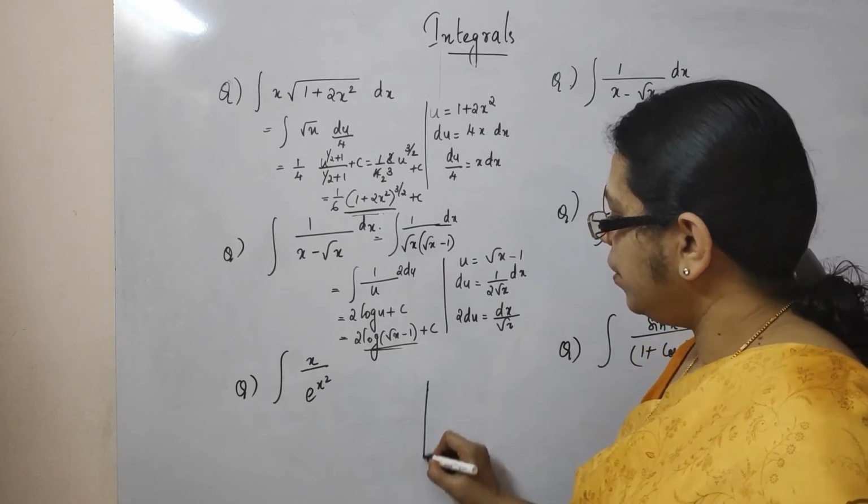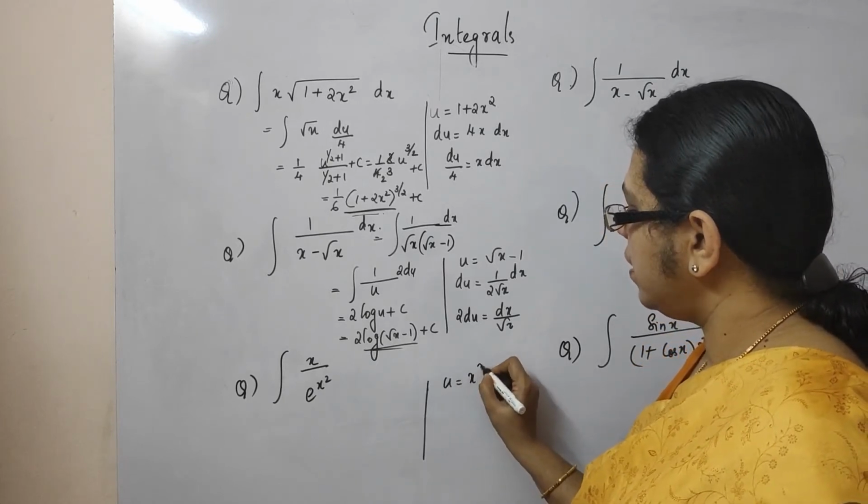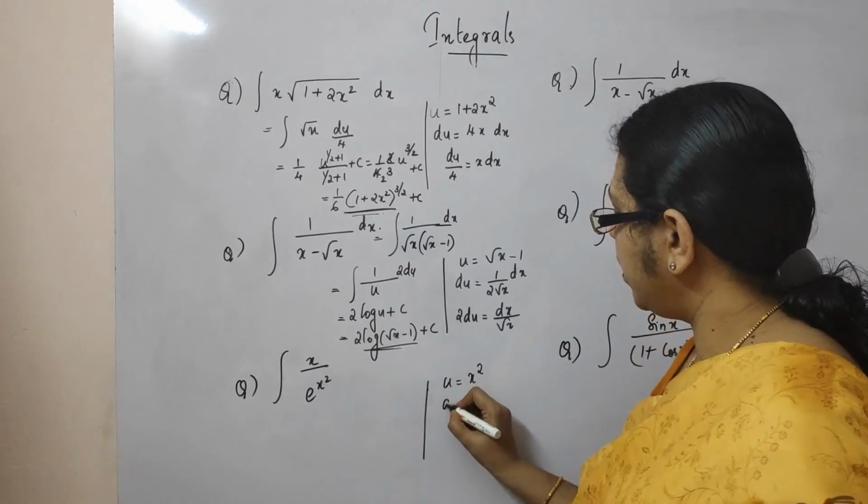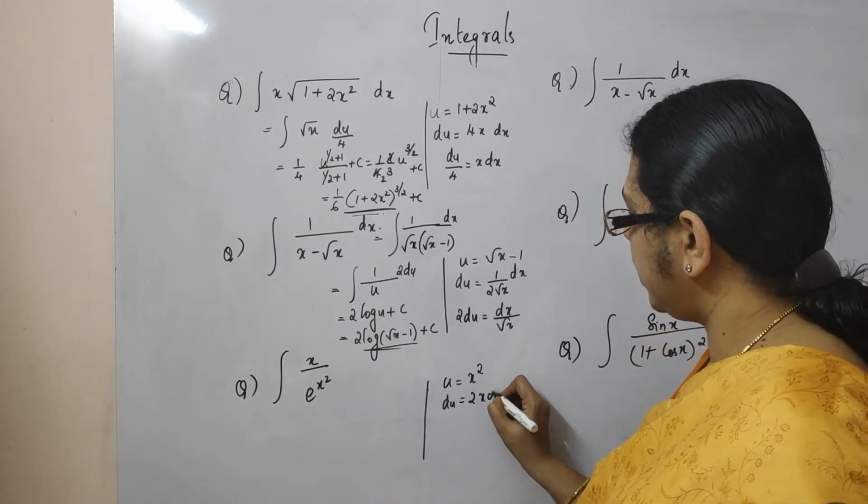Here I take u is equal to what? Any guess? x square. So du becomes what? 2x dx. Right?